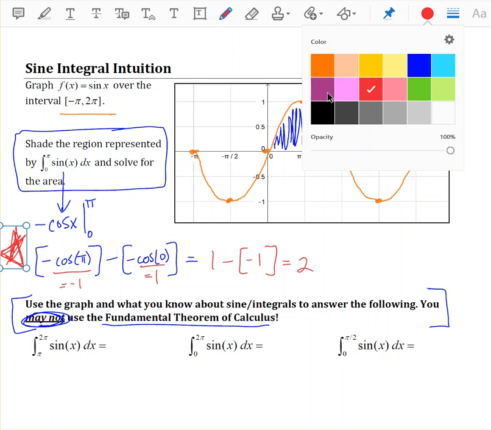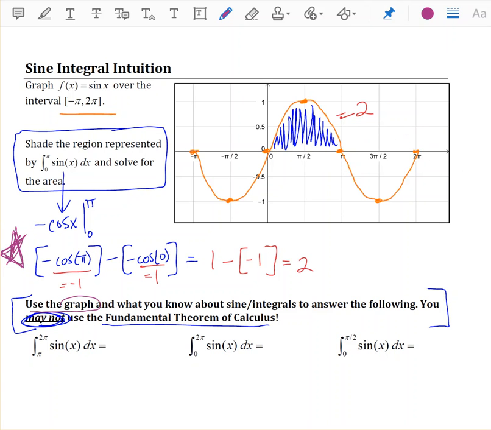Well, how would we do it? Instead, you might ask, well, the instructions do give us some hints. We want to use the graph and use what we know about sine graphs and integrals in order to solve these. So let's see how that works on the first one. First problem asks us to find the area from pi to 2 pi. Pause the video, shade that area on your graph, make a guess at what you think it is.